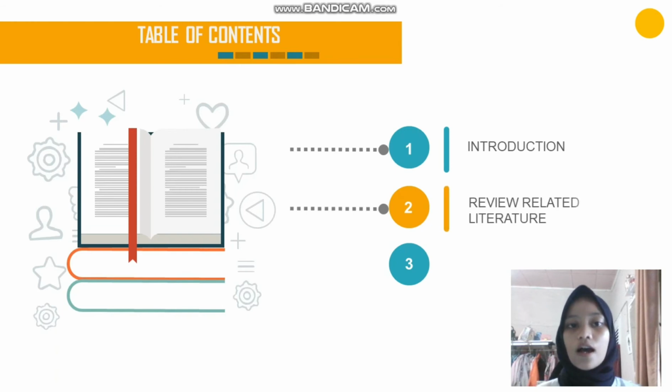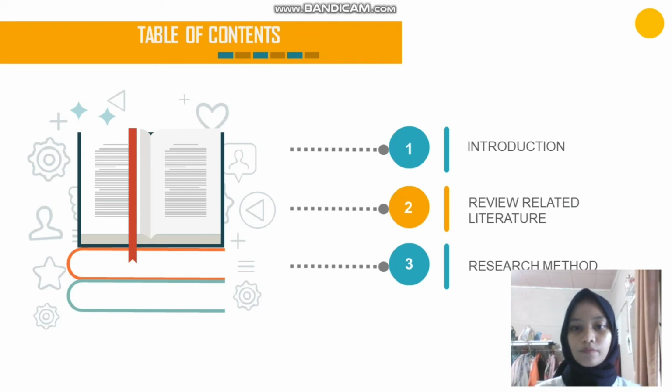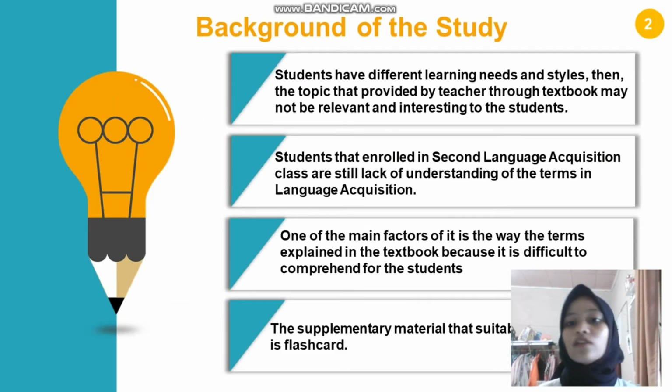In here, there are three parts that I will explain. The first is the introduction, the second is the review of related literature, and the third is the research method. So we continue to the introduction, which is the background of the study. We know that material has an important role in the teaching and learning situation. It includes anything that can be used to facilitate the teaching and learning situation.